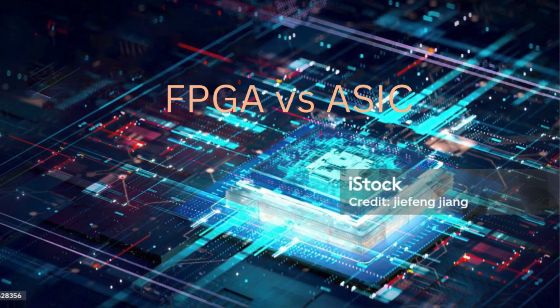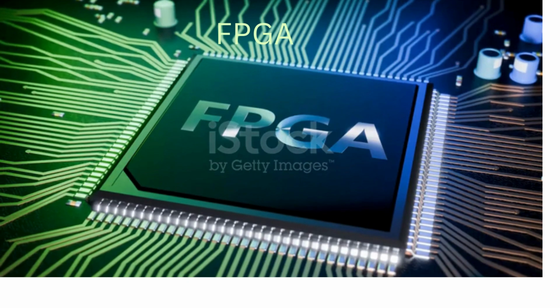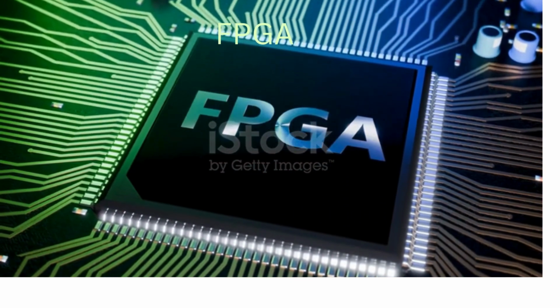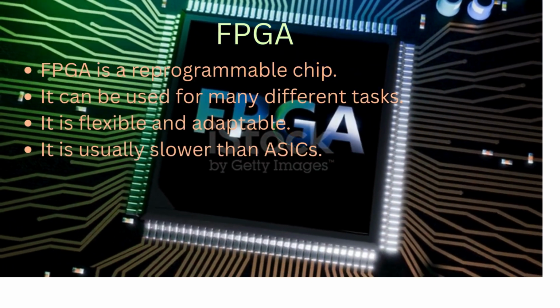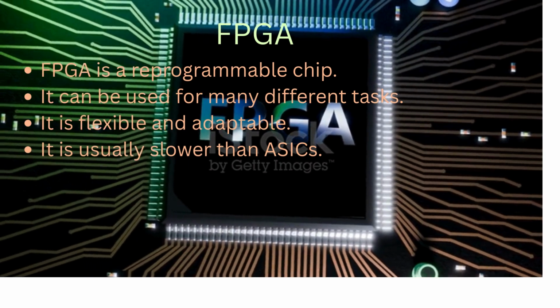Now let's compare FPGA versus ASIC. FPGA stands for Field Programmable Gate Array. They are reconfigurable chips. You can program them anytime. They are fantastic for prototyping and research, but they consume more power and are slower than ASICs. They are flexible and adaptable.